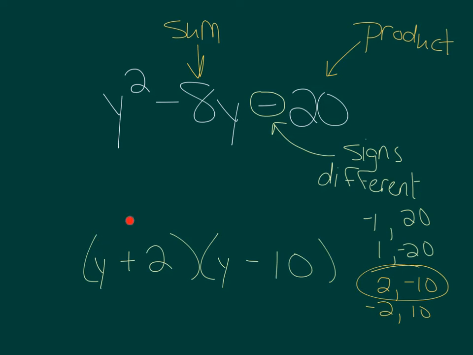Again, you can check this by multiplying. You've got your y squared minus 10y plus 2y gives you the minus 8y. 2 times negative 10 gives you the negative 20. So that is the factored form of that trinomial.